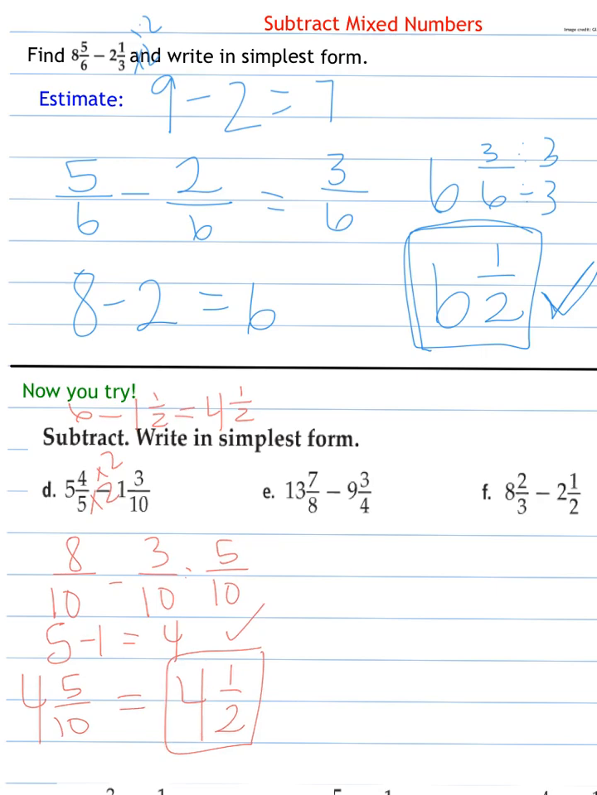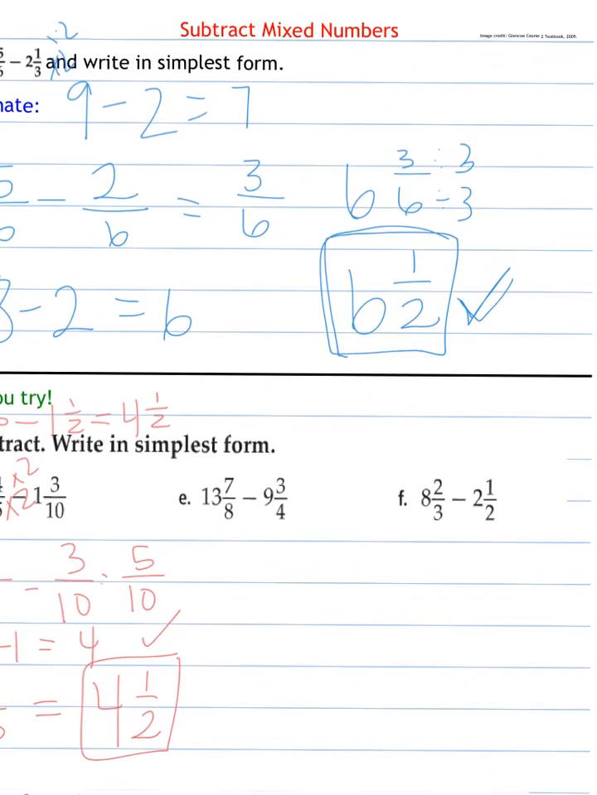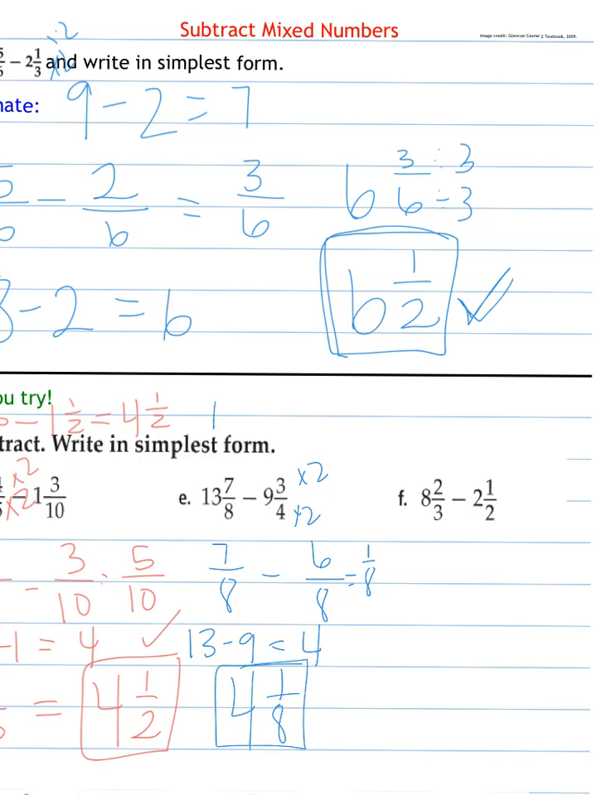Next one, 13 and 7/8 minus 9 and 3/4. I see a common denominator of 8. So 7/8 minus 6/8 equals 1/8. 13 minus 9 equals 4. So we put those together. 4 and 1/8 can't be simplified at all. Now this one would be close to 14 minus 10, which equals 4, which is close to our answer, so that does make sense.